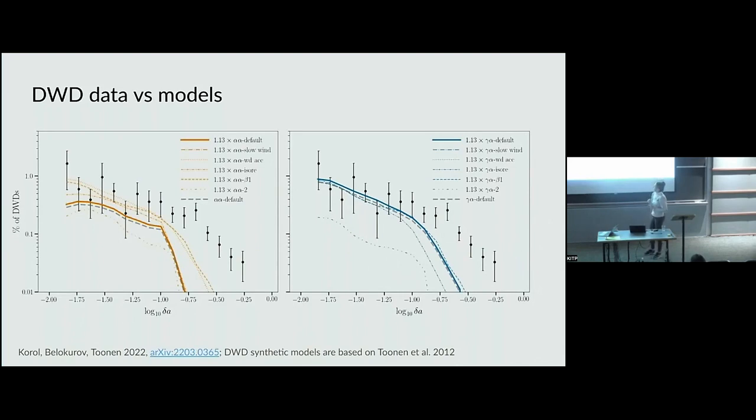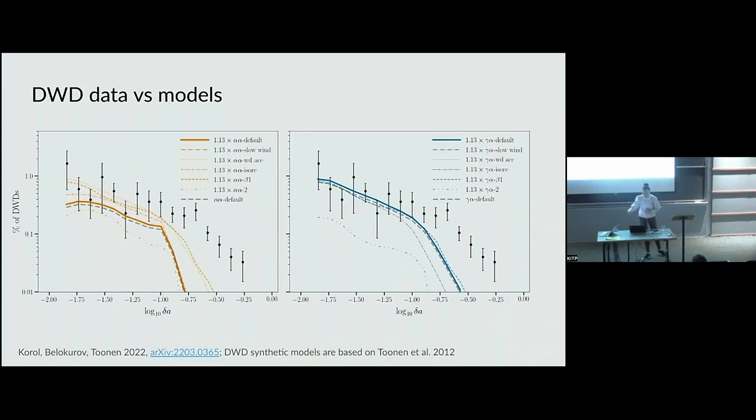Of course, it is very well possible that the data are biased or there are contaminants, for instance triple systems or white dwarfs with dark companions. And it's also possible that our prescriptions are not correct in this regime as well.